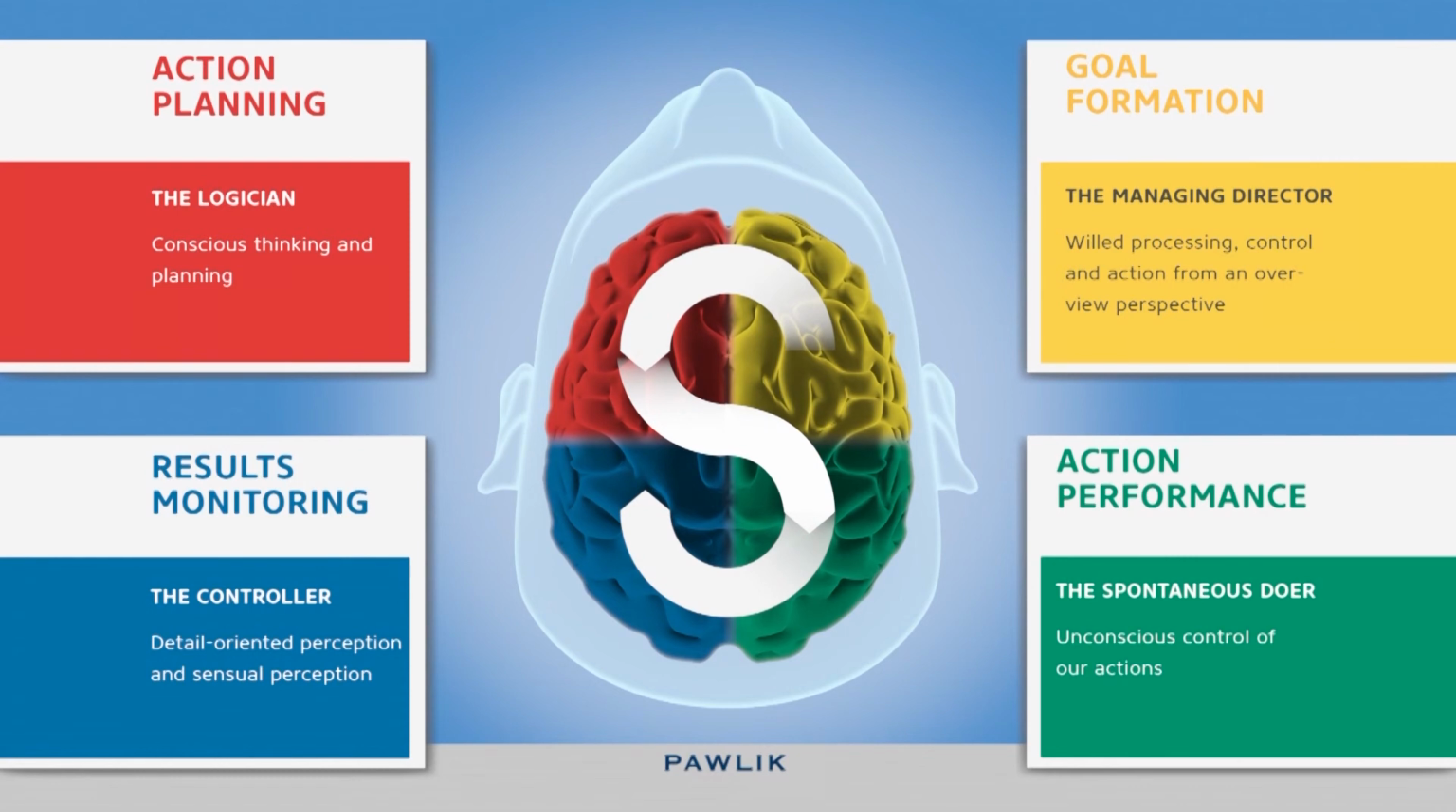The information received from the controller is returned to the front of the right hemisphere of the brain, where the overall situation is analyzed from an overview perspective. Has the original goal been achieved? If not, what needs to be changed to achieve the goal next time? What alternatives are there?